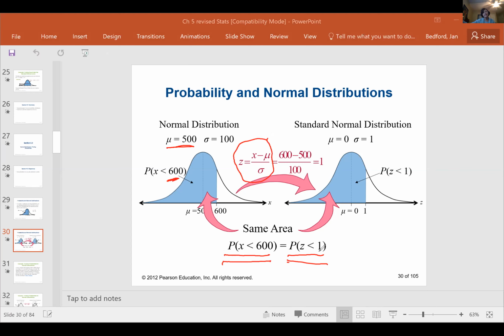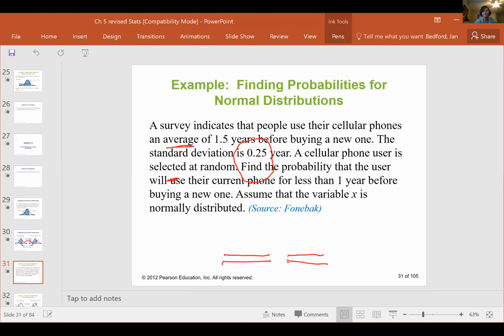Now, if you're going to use that table that has Z-scores, you have to do this. If you're going to use the TI calculator, you don't necessarily have to do this. So I'm going to show you that in just a minute. Okay? All right. And if at any point you guys have questions, ask me.